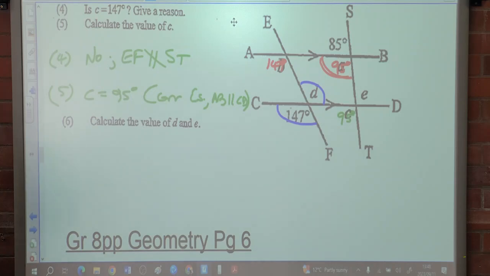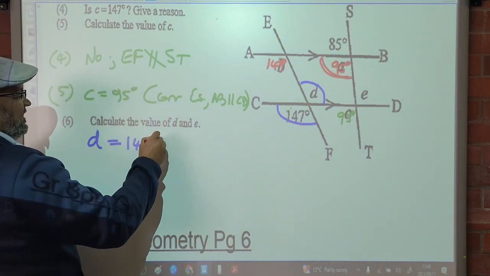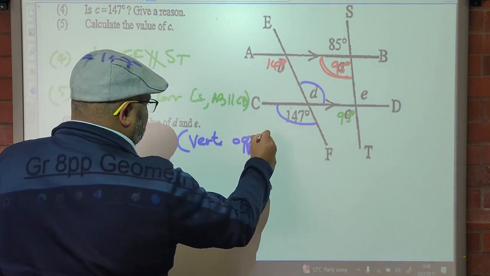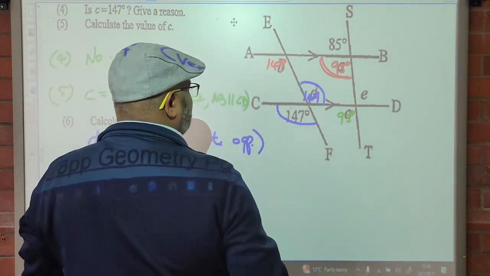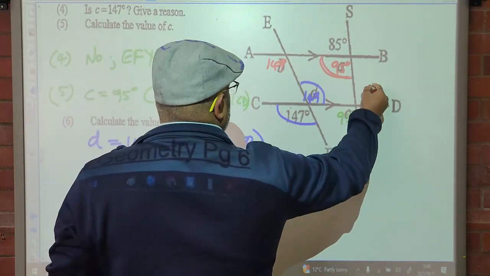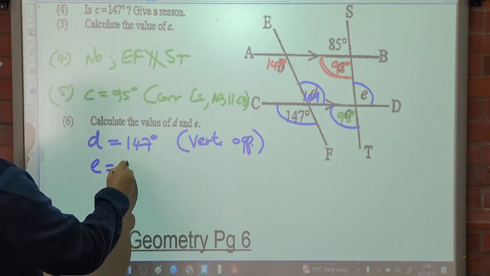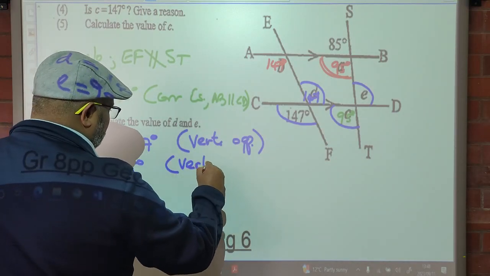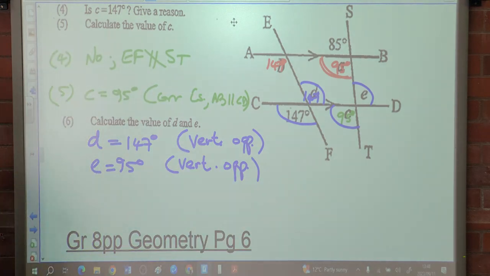Okay. So we're saying D is equal to 147. Why? Vertically opposite. So that's 147. E is 95. And that is also vertically opposite angles. You guys understand?